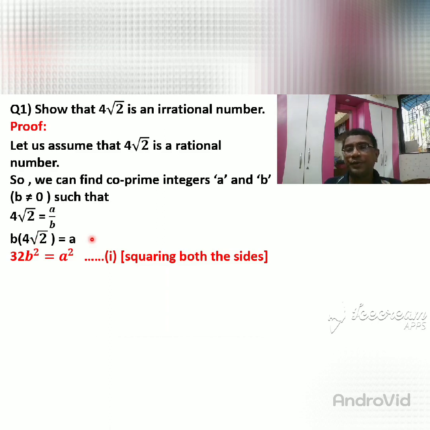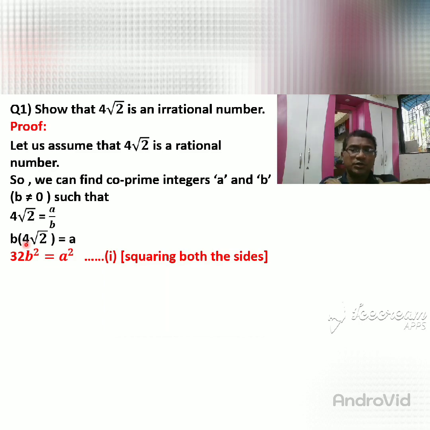Equation means whatever you do, you are doing to both sides. So here I want to do the square. Why do I want to do the square? Because this root 2 can come out of the surds. So a square is a square, b square is b square, then 4 square is 16.